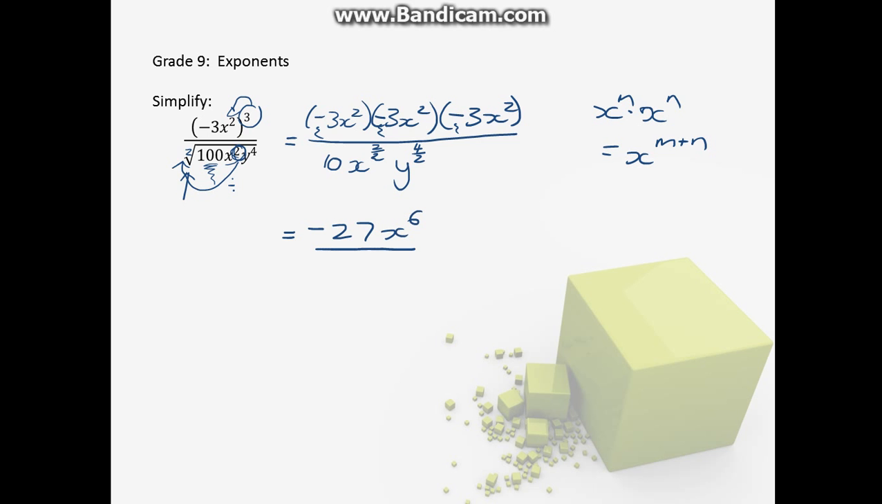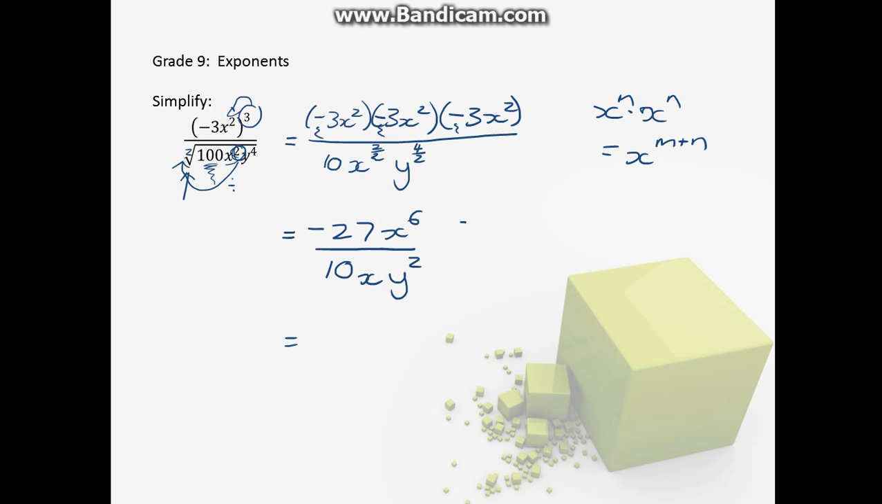In the denominator, we're just going to simplify the exponents. So the 10 stays, and we have x, which has an exponent of 1. You can leave it out, it's not necessary to write that. And y squared. Alright, I'm not done yet.